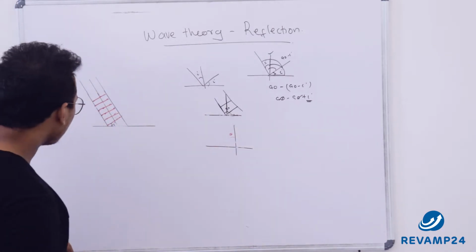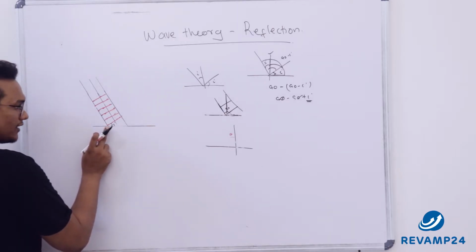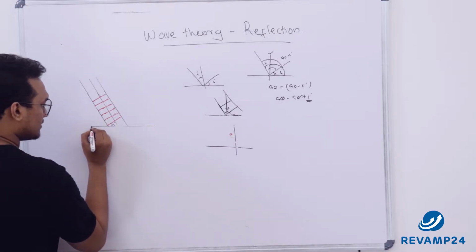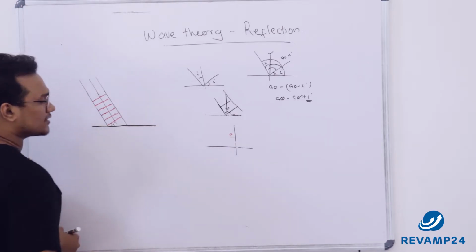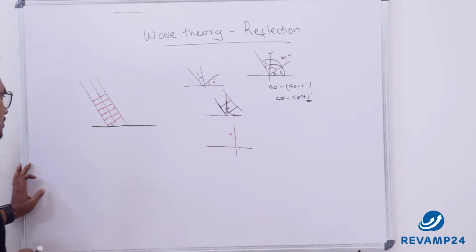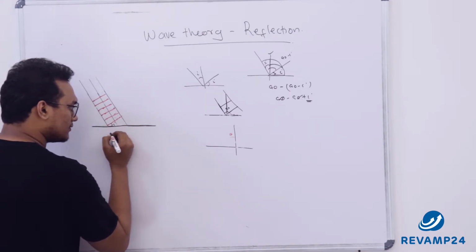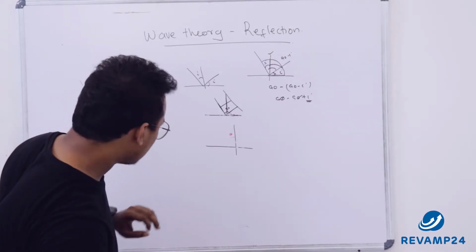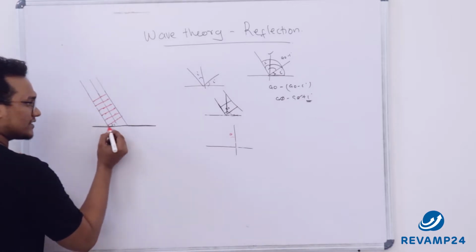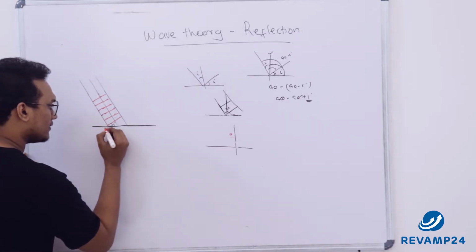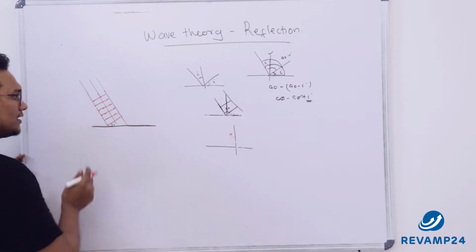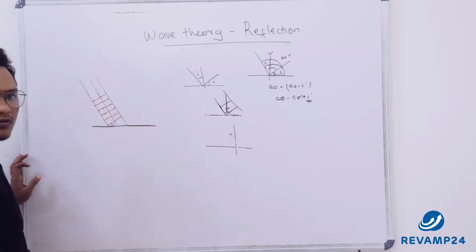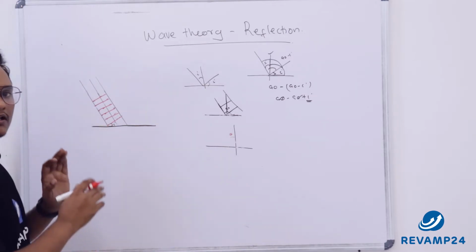Now, the wavefront has reached here. Now this wavefront, the moment it reaches here, we know that this is not a transparent surface. So what will happen? The light cannot enter this medium as this is not a transparent surface. So this wavefront has no option to send its secondary wavelet in this direction. Actually, this one has created a wavefront in the forward direction. This has created a wavefront in the forward direction. But this can't create a wavefront in the forward direction.